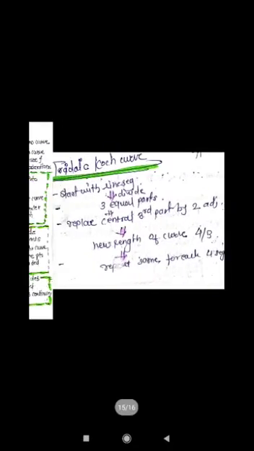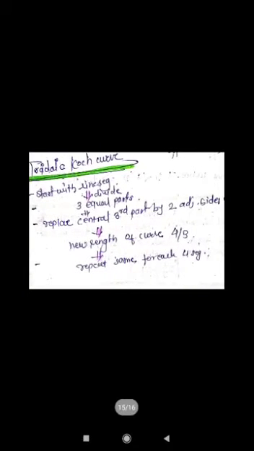Then we are dividing that line segment into 3 equal parts. Then we replace that central third part by two adjacent lines. Whatever parts we have made, the central part is replaced with the two adjacent sides of an equilateral triangle. Equilateral triangle means a triangle having all of its three sides equal.